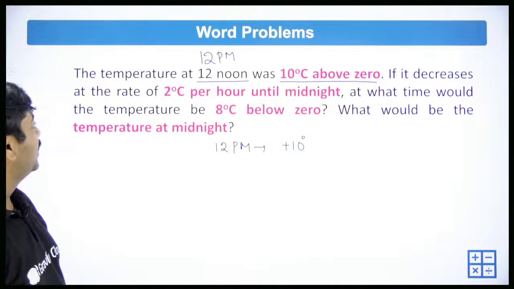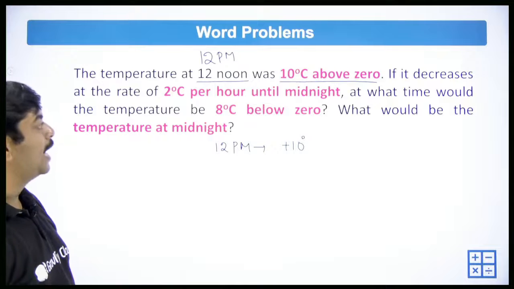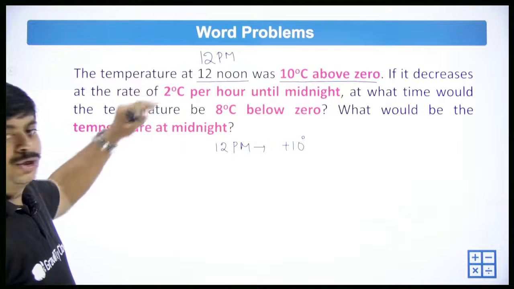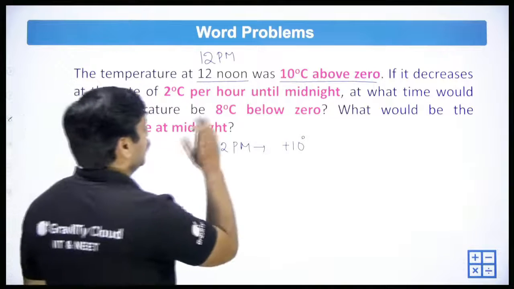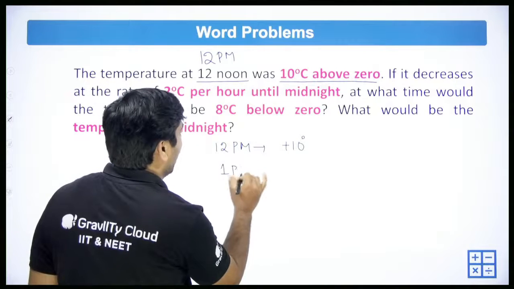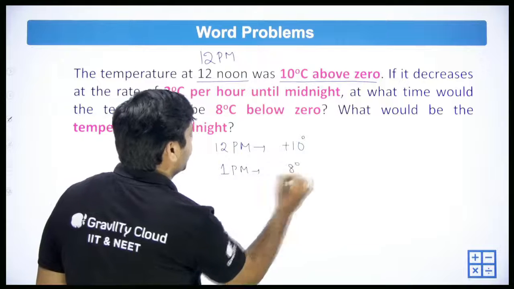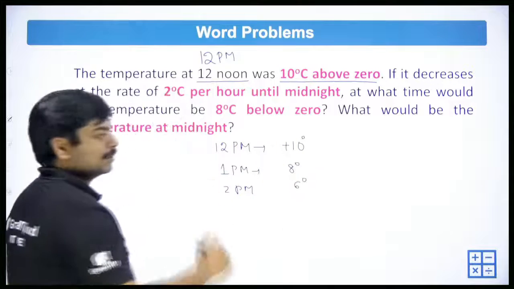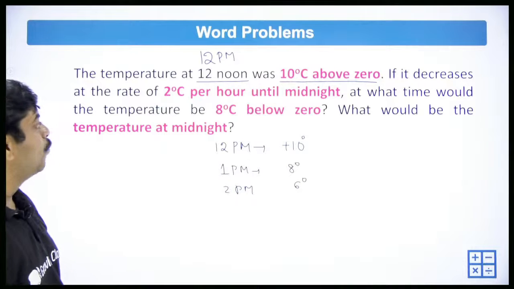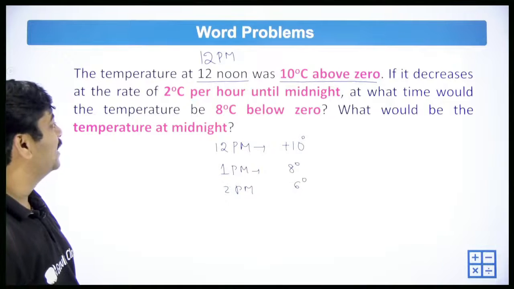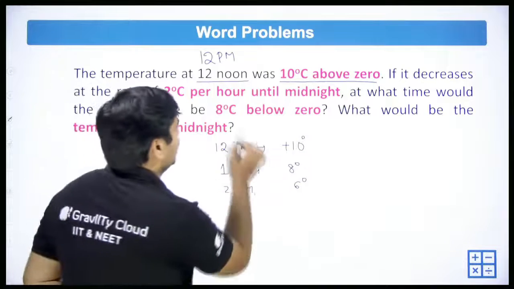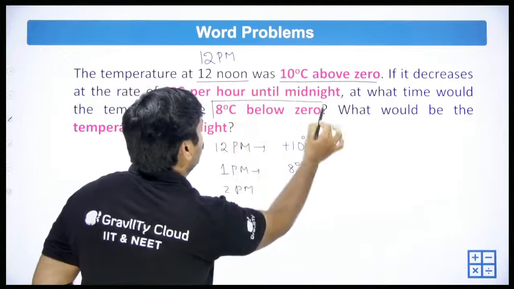If it decreases at the rate of 2 degrees Celsius per hour until midnight, so it is decreasing at 2 degrees. At every 1 hour, at 1 p.m., you will be having 8 degrees, correct? At 2 p.m., you will be having 6 degrees. The point is, at what time would the temperature be 8 degrees below zero? Careful. It is not 8 degrees, it is 8 degrees below zero.